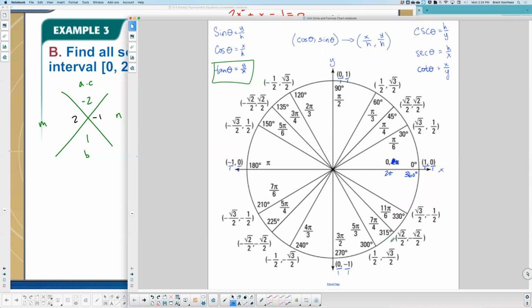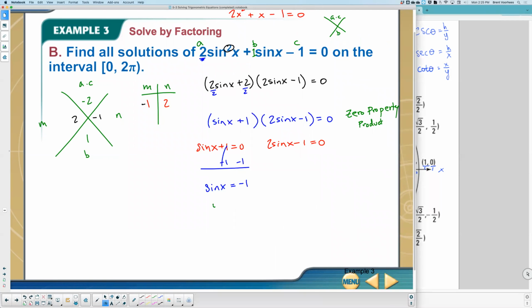Alexis says 3 pi over 2. Y'all agree or disagree? This is a weird one. There's only a couple values on here where you can only have one answer. This is one of those times. The only way to get a y over h that equals -1 over 1 is to have it at 3 pi over 2. It's the only possibility for that. So there's one solution.